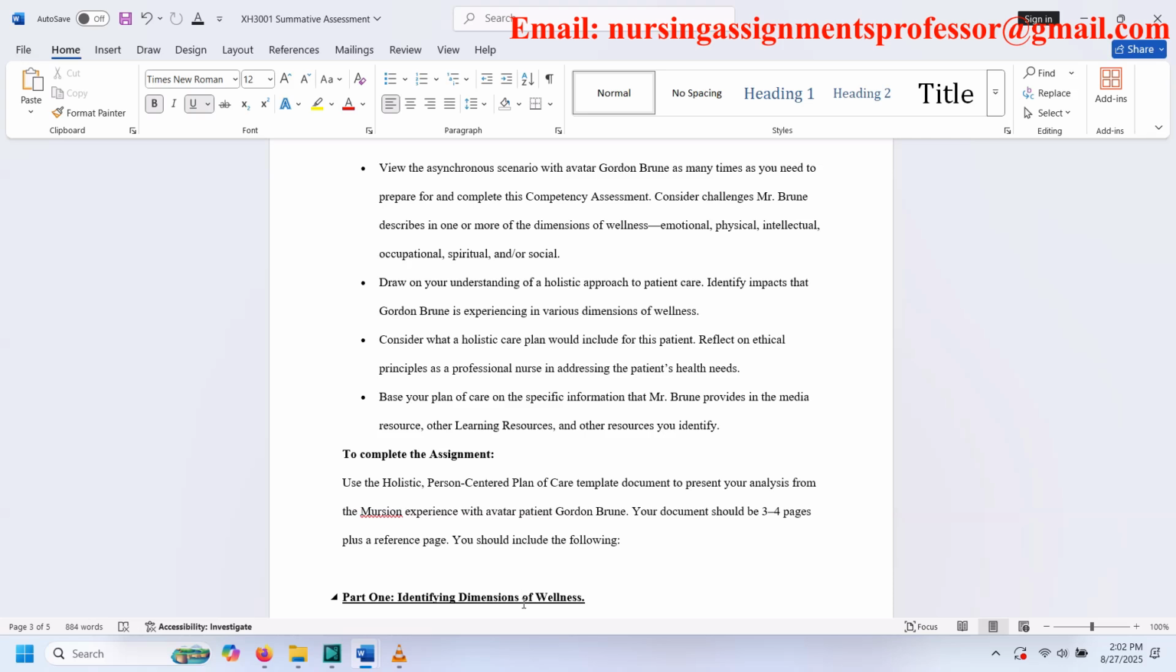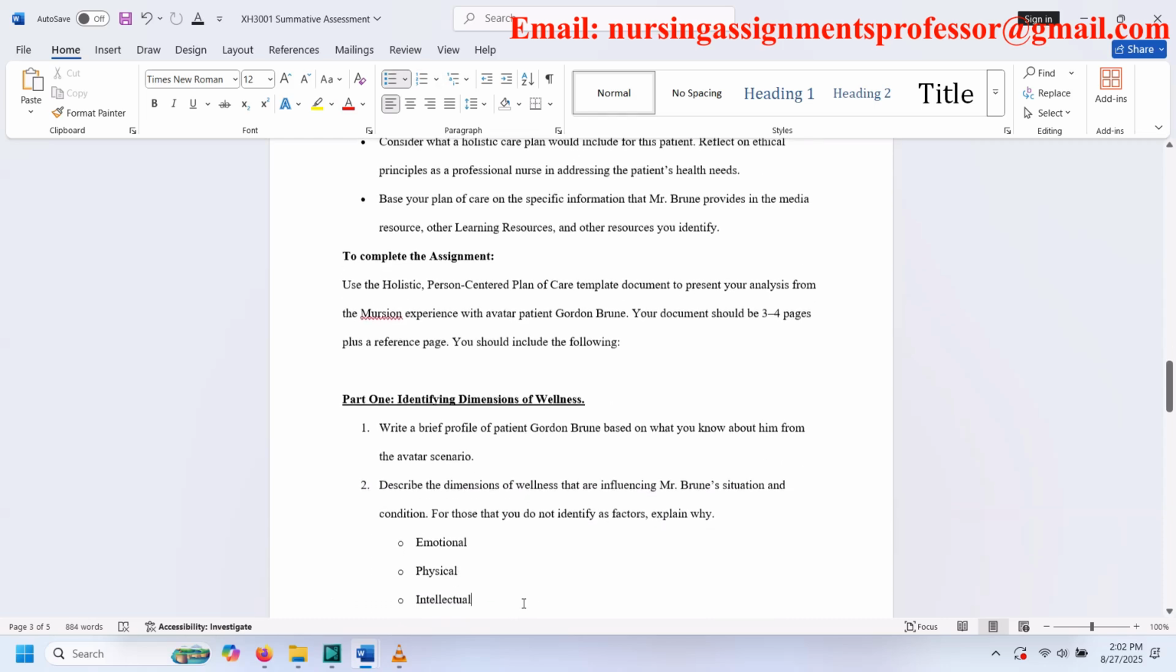To complete the assignment, use the holistic, person-centered plan of care template document to present your analysis from the immersion experience with avatar patient Gordon Brune. Your document should be 4 pages plus a reference page. You should include the following.